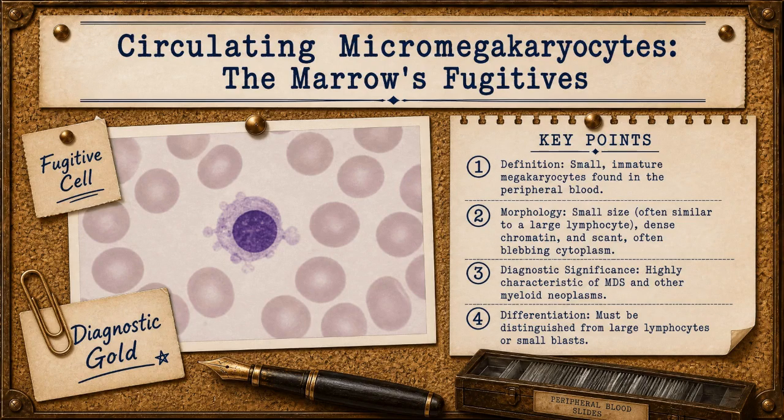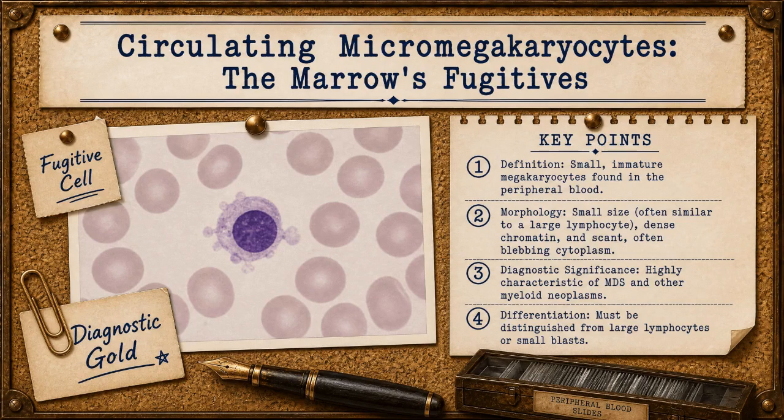The significance of circulating micromegakaryocytes is profound. Their presence is a clear indicator of severely dysplastic and ineffective megakaryopoiesis in the bone marrow. It tells us that the megakaryocyte production line is so dysfunctional that it's releasing these immature, abnormal forms into the circulation.